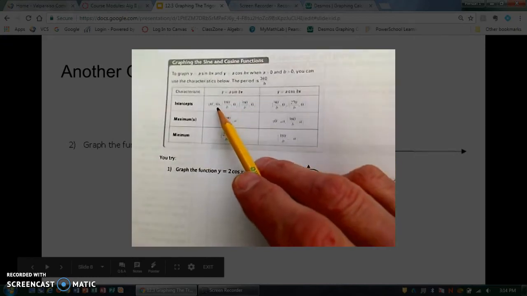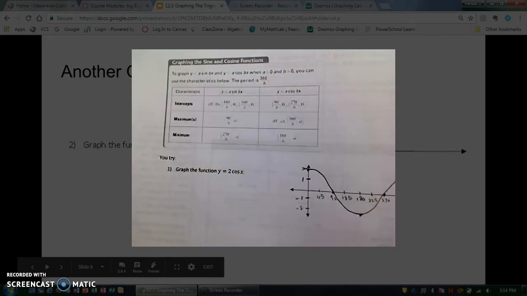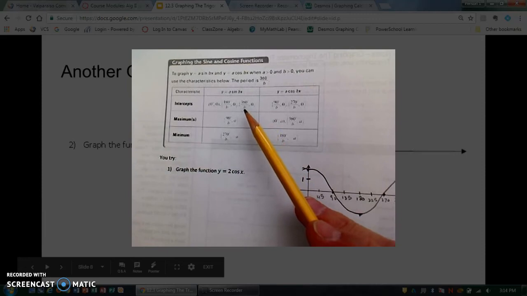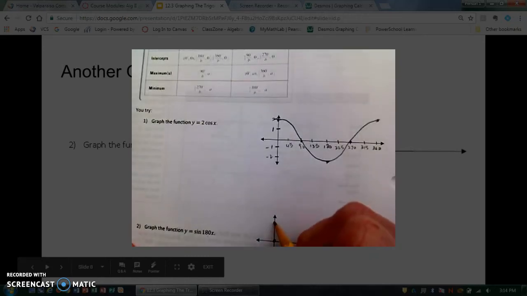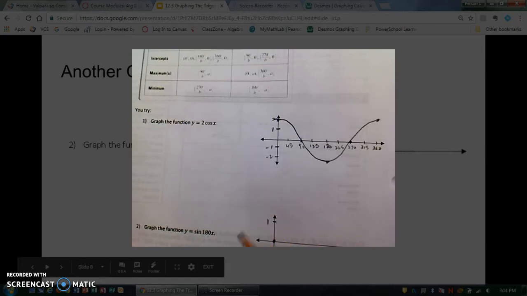So taking a look, I'm going to have intercepts at 0, 0, and then 180 divided by b, which means there's an intercept at 1, comma 0, and then 360 divided by b, which is 2, comma 0, and then the maximum value at 90 divided by b, 1/2, is where it's going to reach its maximum. So let's go ahead and first lay down the scale on our graph. So the period is 2.